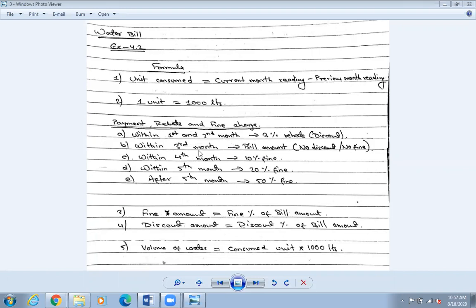So if you pay the bill in the fourth month, हैन, म त third month मा हैन, म fourth month मा गएर तिर्छु भन्छ भने you are going to get a fine now. You need to pay the fine, 10% fine.